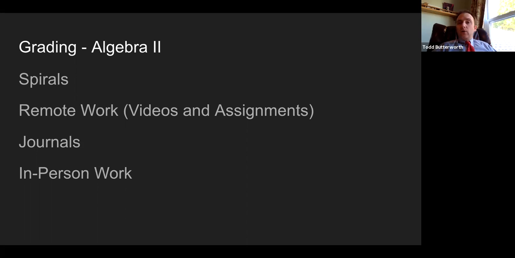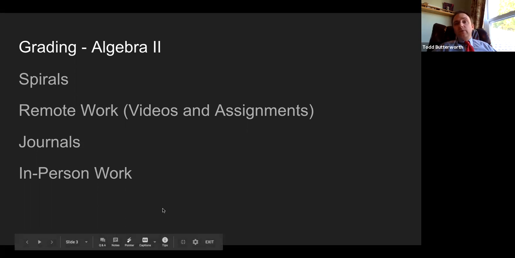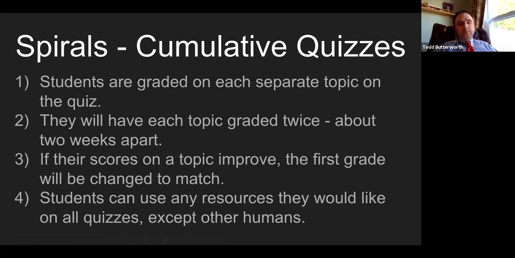And then another part of their work is in-person work. So stuff that we're doing in class may be graded and they'll get some points for those. So the spirals, those are the quizzes. So their quizzes are going to be in two sections. They're going to receive a grade on each section separately. So you'll notice that when they take a quiz, two different scores actually go in.